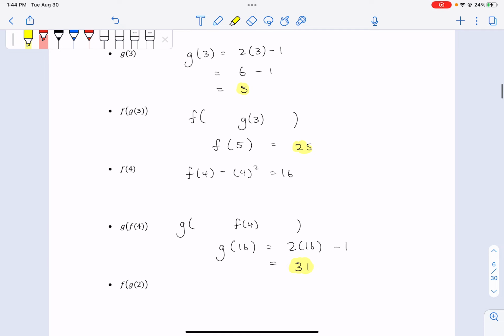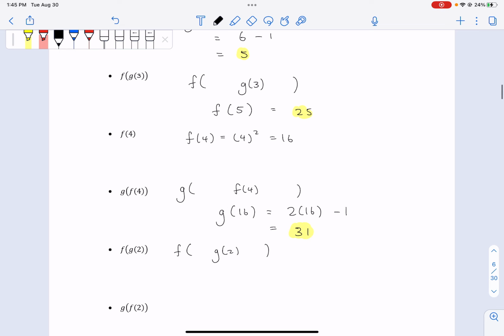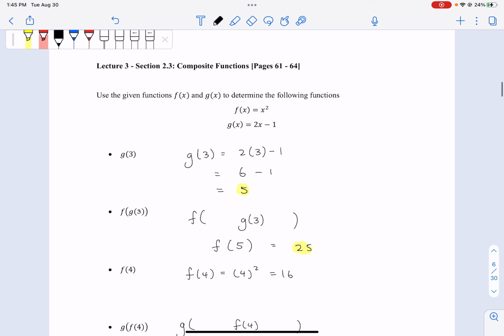So I'm going to do f of g of 2. This is f of g of 2. I forgot what g of 2 is, or what even the g of x function is. So take the 2, plug it in here. 2 times 2 is 4. 4 minus 1 is 3. So this is f of 3. F of 3, take the 3, plug it into all the x's. This is just 3 squared, which is 9.